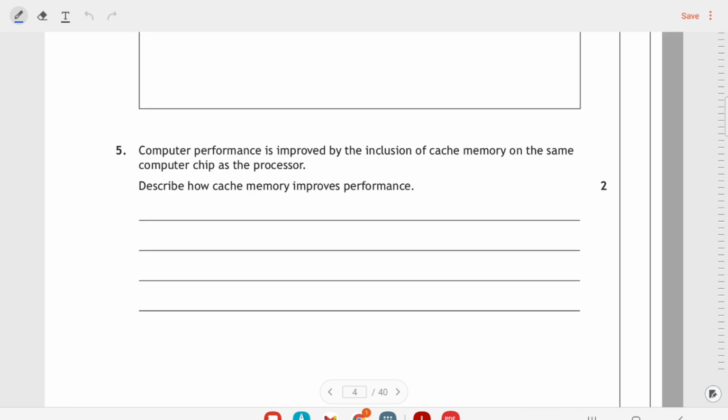Question 5, 2 marks for talking about the cache. So computer performance is improved with the inclusion of cache memory on the same chip as the processor. Describe how cache memory improves performance. So you'll need to say 2 things here about the cache. What you could say to start off with is that cache is much faster to access than main memory or RAM. Right, and that's going to get me 1 mark right away.